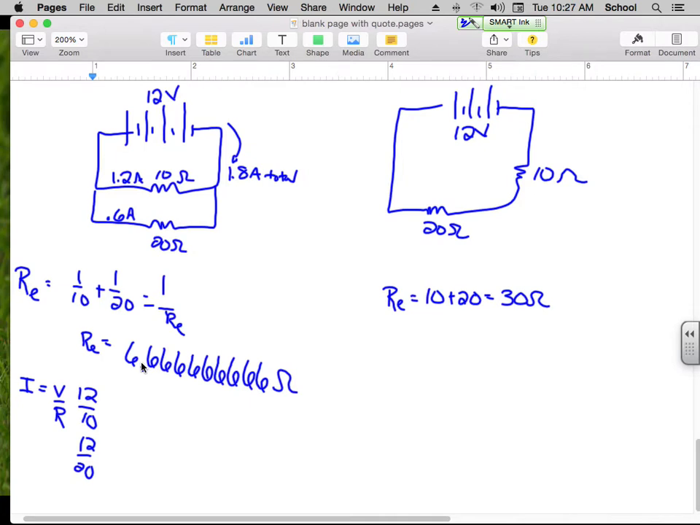So how much power am I using over here? Well, power of course equals IV, and the total current I'm pulling here is 1.8 amps, and the total voltage I'm pushing with is 12 volts. So 1.8 times 12 is going to be 21.6 watts.